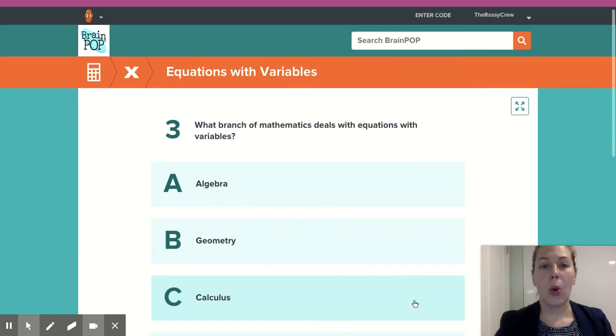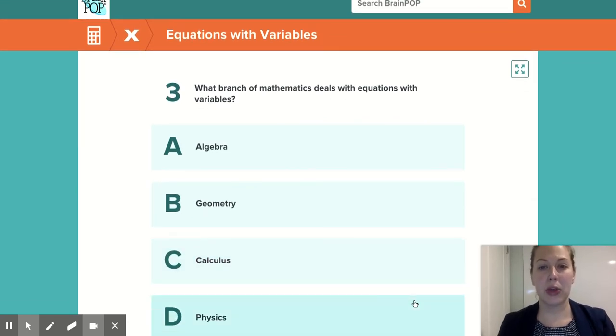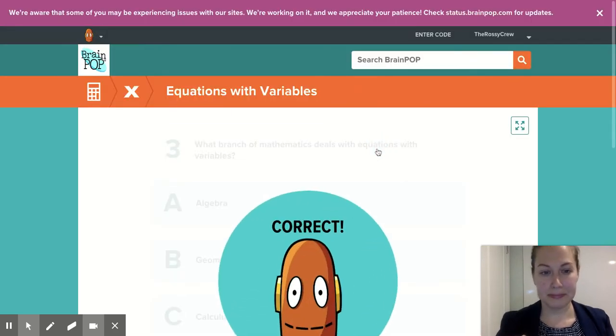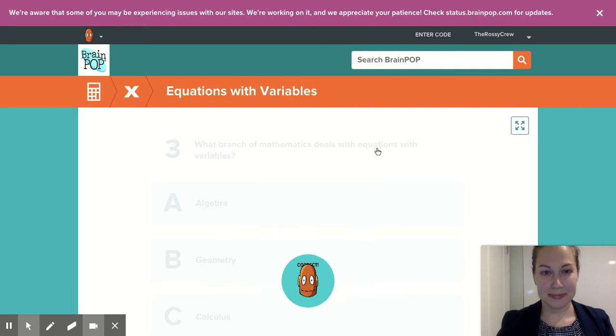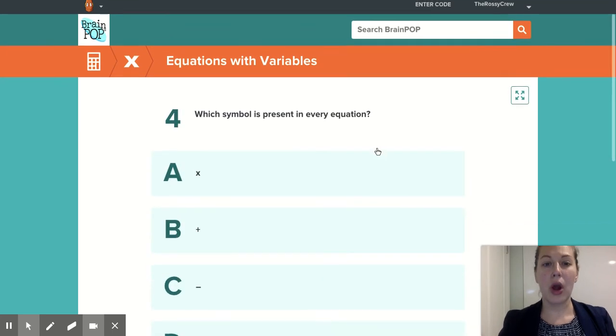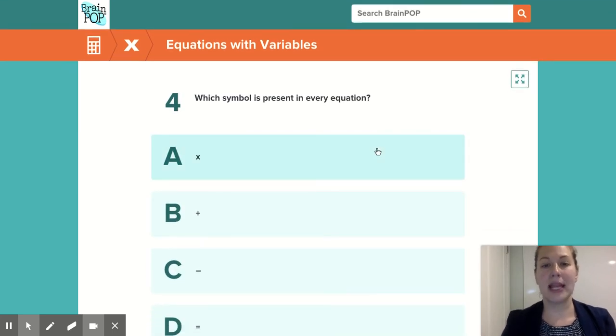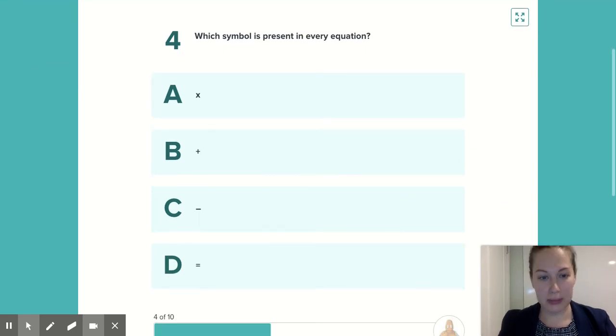Number 3, what branch of mathematics deals with equations with variables? Well, that's what we're starting right now, and it's called algebra. Number 4, which symbol is present in every equation? When we think equation, we think balancing those scales that we've been talking about. When we have two sides that need to be balanced, we have an equal sign that compares both of these sides. So equal sign.